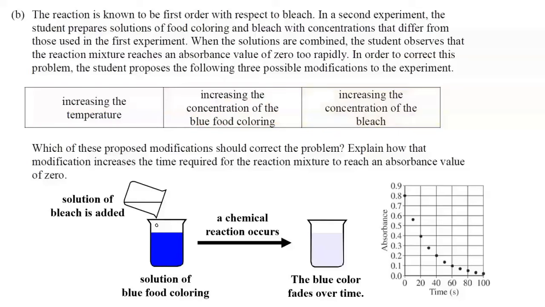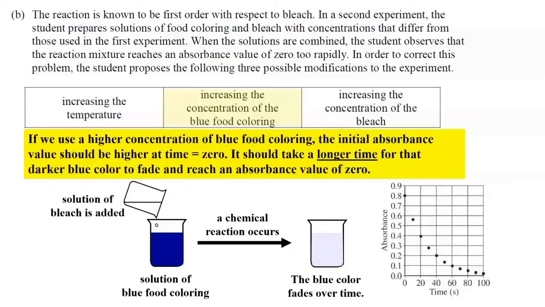So I hope that the correct answer is the middle one, which is to increase the concentration of the blue food coloring. But it does say, explain how does that increase the time required for the reaction mixture to reach an absorbance value of 0? Well, suppose that we do increase the concentration of the blue food coloring. What is that going to do to the intensity of the blue color in that beaker? It's going to make it even darker. And if it makes it even darker, then the absorbance goes up to a higher value. So now you're starting at an even higher absorbance value. And it's going to take longer for that darker food coloring to fade away.